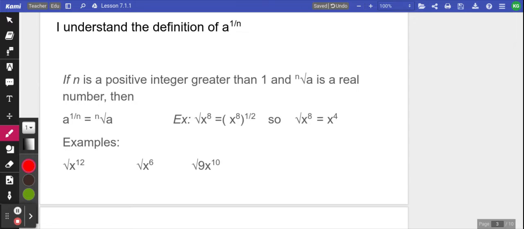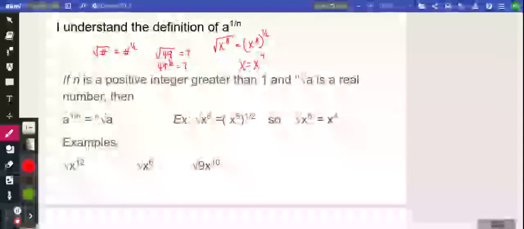Okay, so remembering that from Algebra 1, if we take the square root of a number, it's the same thing as putting that number to the 1/2 power. So if I type in the square root of 49 in my calculator, it'll give me 7. And if I do 49 to the 1/2, it will also give me 7. So therefore, if I take the square root of x to the 8th power, that's the same thing as putting x to the 8th to the 1/2. And when I distribute it, it brings it down to x to the 4th power.